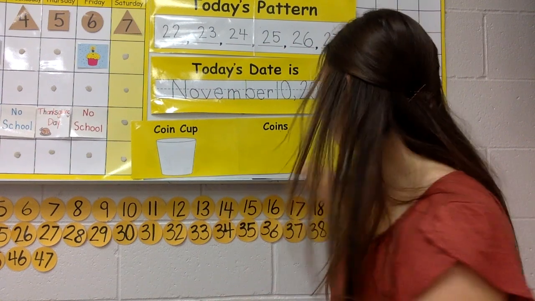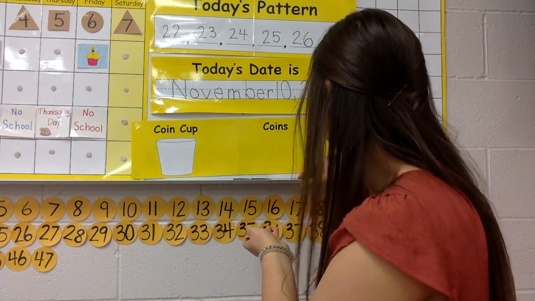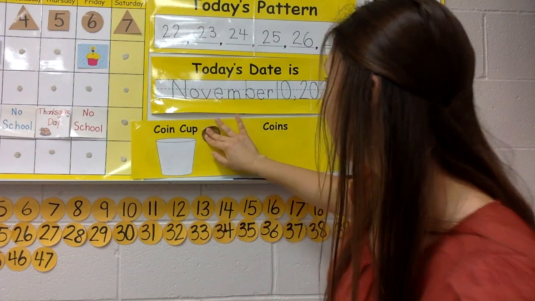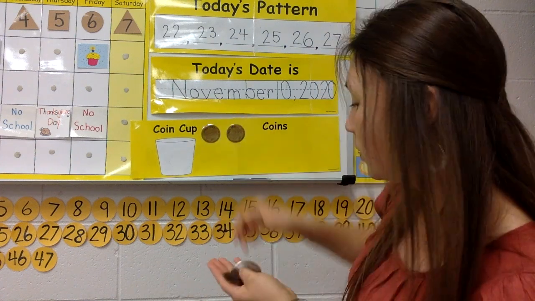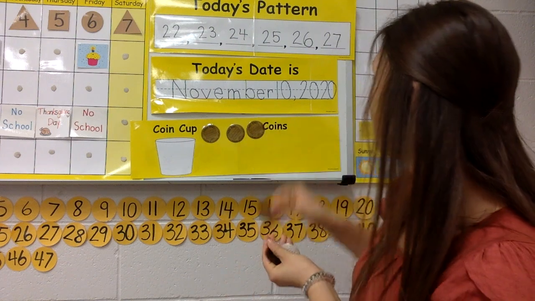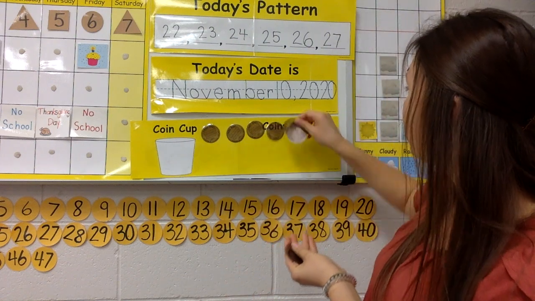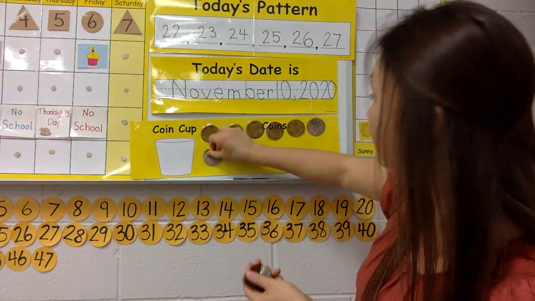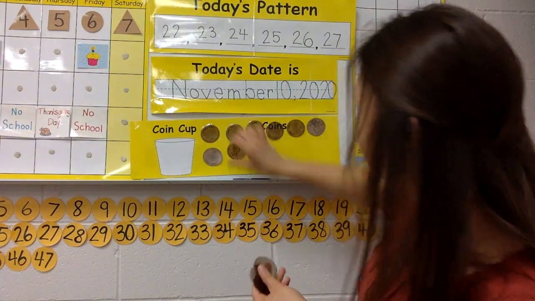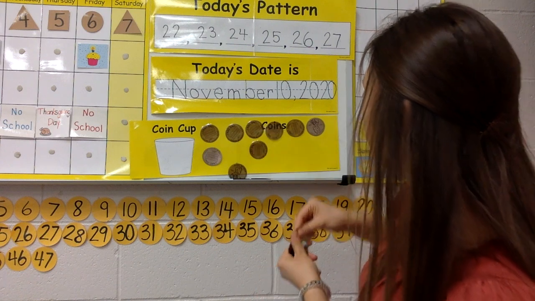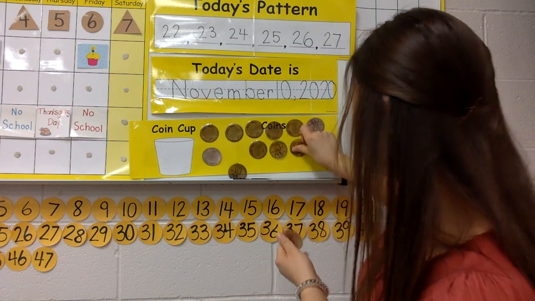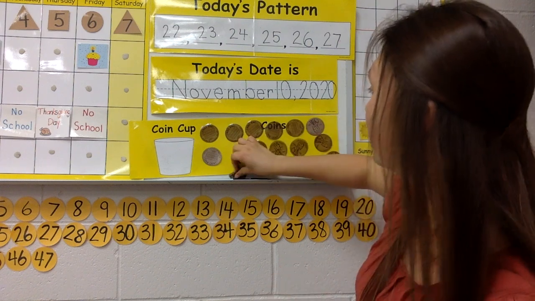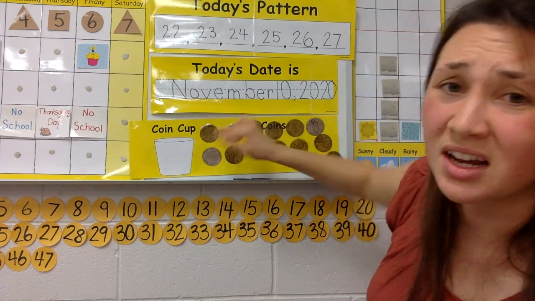Let's put them on the board. Here we go. Let's go to 13 again. Ready? 1, 2, 3, 4, 5, 6, 7, 8, 9, 10, 11, 12, 13. Stick with me there while I'm trying to stick all these on.